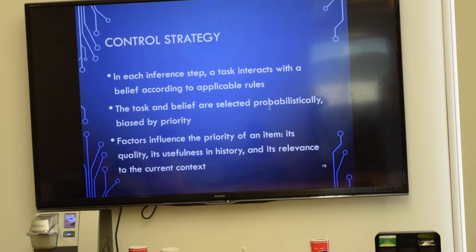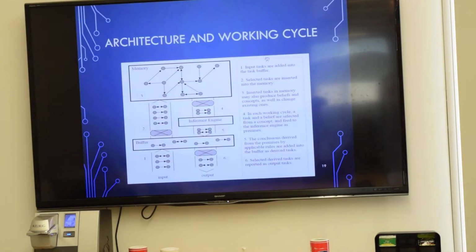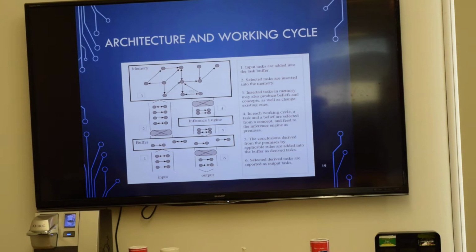So that's a very brief description about the control strategy. And then they're all summarized into this slide. The system architecture at a very high level is just a memory. A memory is nothing but that conceptual network. And then there is a buffer of the new incoming tasks. Okay, then the input will go first into this buffer.